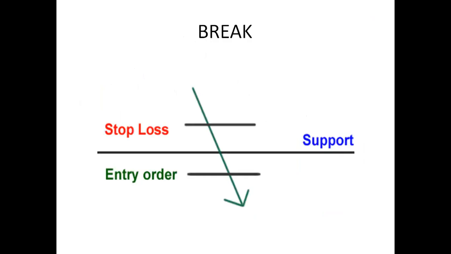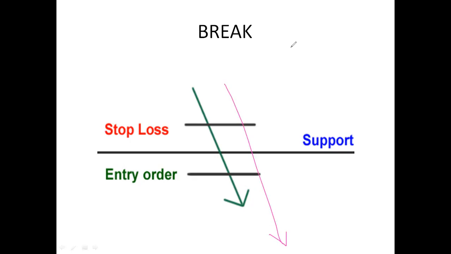Now, let me show you an example. This is what I mean by a break. This is a support line, and then this price came down and then broke through that line and then closed below. Okay. And then closed below. So when this happens, we can say that this is a break. Once you see this, we can say a break has happened.